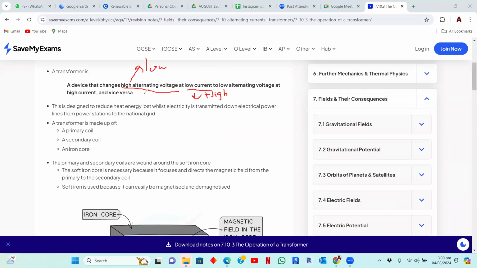Similarly, if you have, for example, a low alternating voltage and a high current, a transformer will convert this low alternating voltage to high alternating voltage and this high current to low current. I hope that makes sense, Raghav. Yes. So it is going to convert the voltages and the current. So we're dealing with I and V over here, voltage and current.